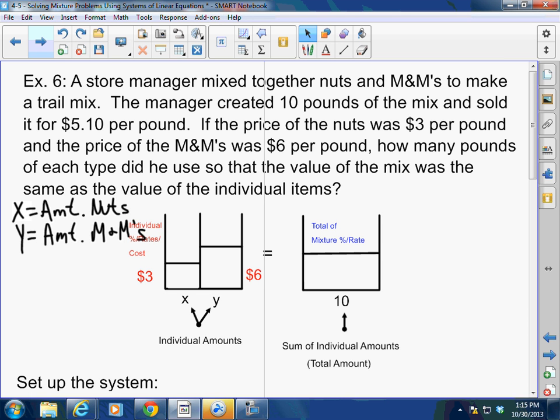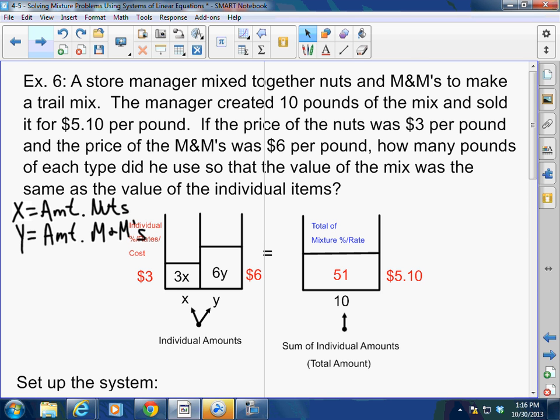10 pounds. 3x plus 6y has to equal what is the total amount that they're going to charge for this mixture? 510. I'm sorry, 510, which is 51. Sorry. Does that make sense, guys?